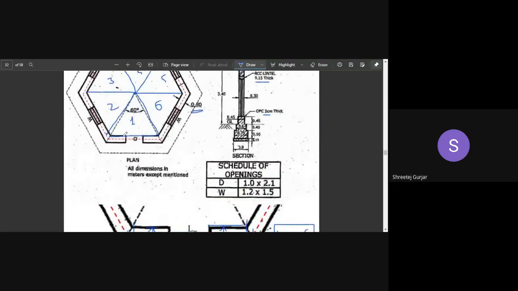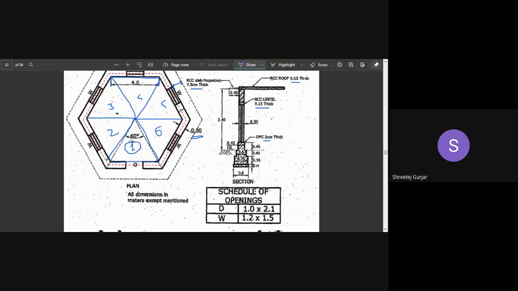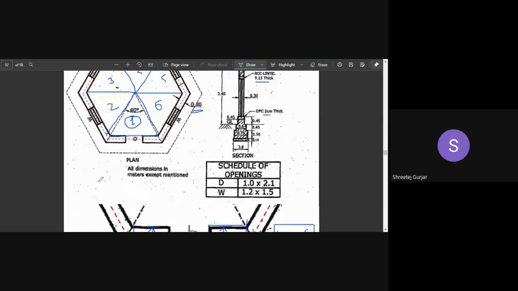If you calculate the area of one triangle and multiply it by 6, you will get the total area. So what is the area of an equilateral triangle in the formula? Can anyone tell me the formula? Half into B into H, sir. Right, it is correct: half into base of your triangle into height of your triangle. Now the base we have, it is 4 meters. But we need to calculate the height of our triangle.